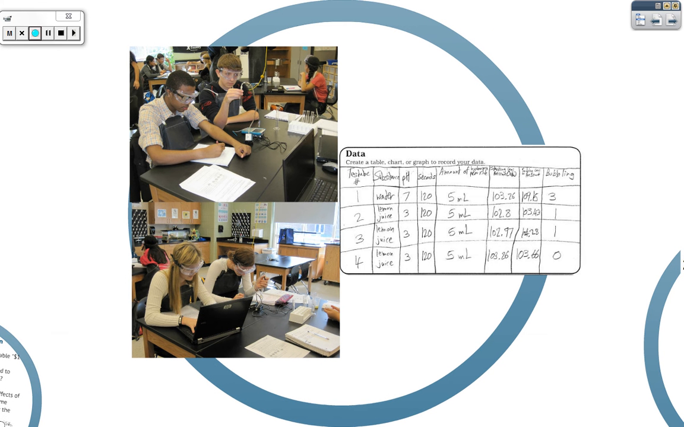They had to create their own data tables. I'd always given students their own procedures. I'd already given them data tables. So as they collected data, they had to figure out a meaningful way to organize themselves.